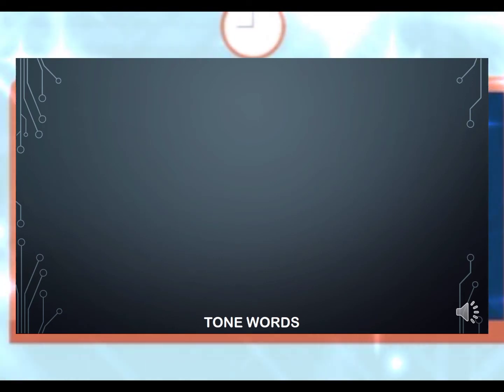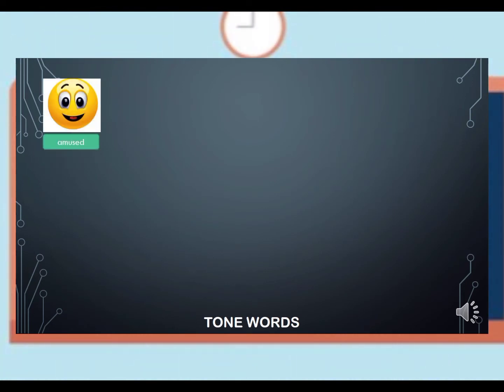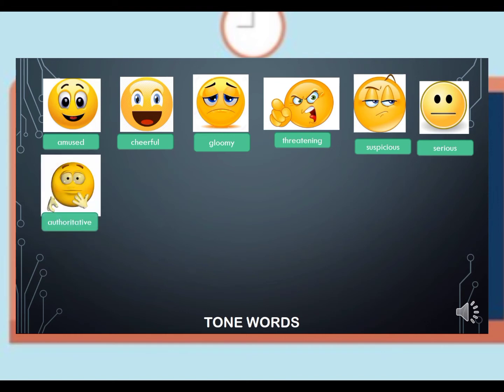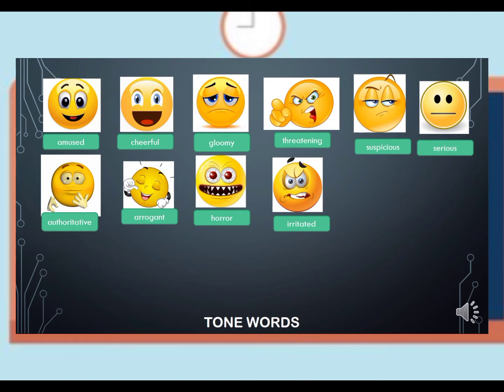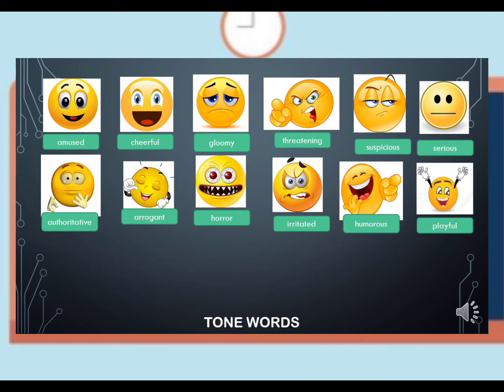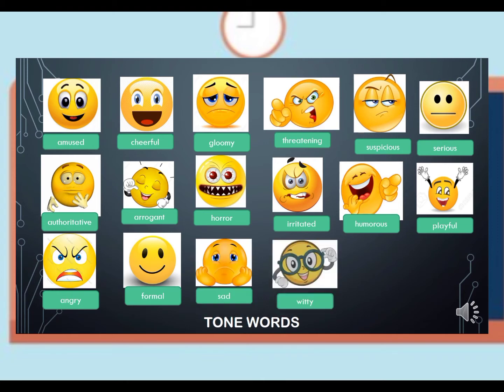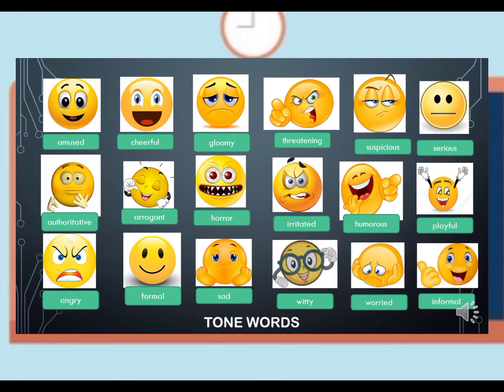And now I'll be giving you some of the tone words represented by an emoji. Amused, cheerful, gloomy, threatening, suspicious, serious, authoritative, arrogant, horror, irritated, humorous, playful, angry, formal, sad, witty, worried, and informal. These are the tone words that we could have to determine the tone of a selection.